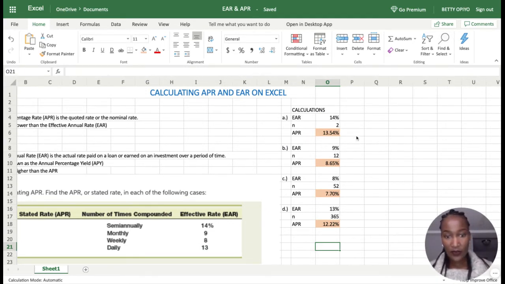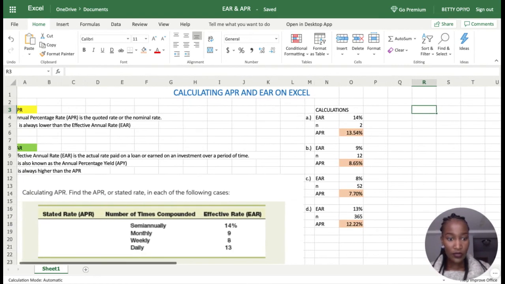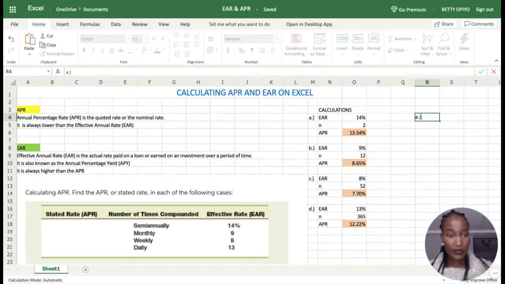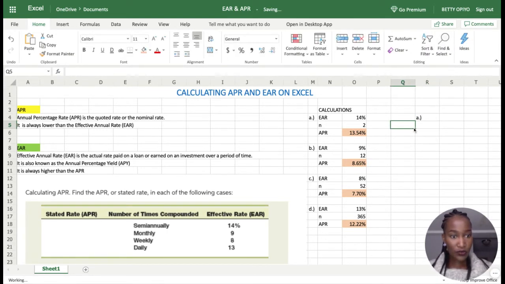All right. So what I want to do next is to reverse back and find these percentages, which are the EAR percentages given. But I want to show you how to do that using not the financial calculator, but using the Excel function. So right now I'm going to show you how to find the EAR. We want to make sure that we're finding the same percentages given here. So we're assuming that we've been given the APR, and then we're now converting back to the EAR.